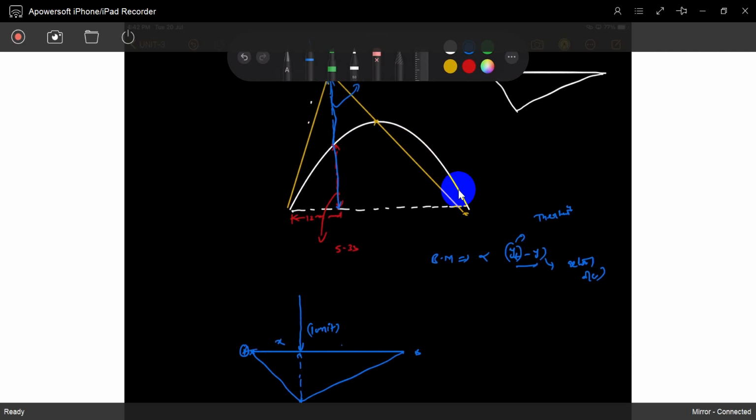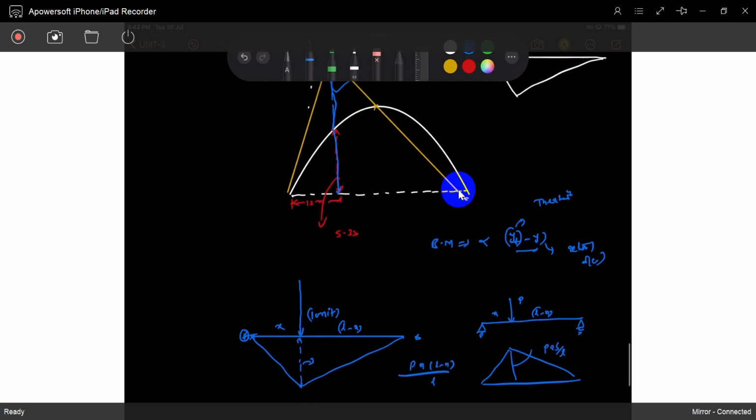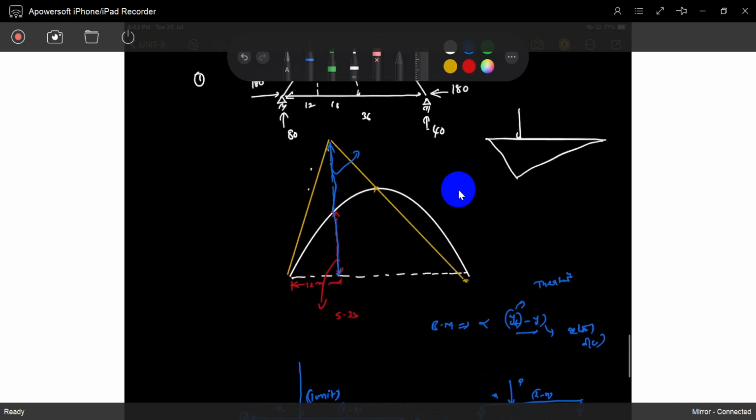If it is x, the other part is L minus x. So what is that value? It represents bending moment. I already explained the funicular structure. What is the bending moment? It is P A B by L. That means P x into L minus x by L. That is the bending moment. I said just a unit load. P is taken as just one.